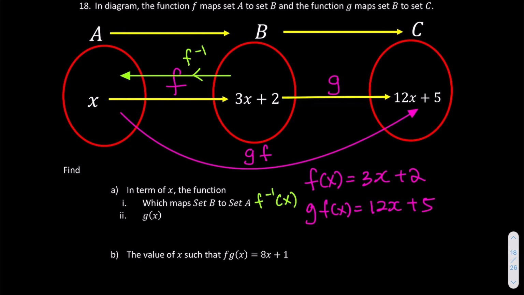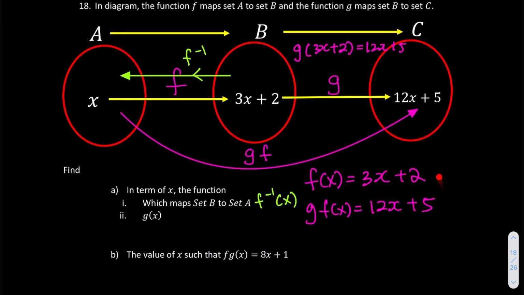Don't forget, a lot of students make the mistake where they just say, hey, this is g, so the function is 12x plus 5. But it's not, because this result is not starting from x. Instead, this one can be written as g, when the input is 3x plus 2, we will have 12x plus 5. So remember, this is not the direct answer. We can do it this way.